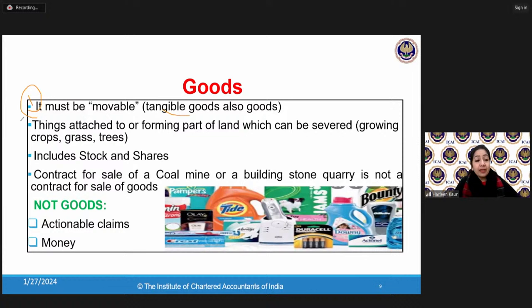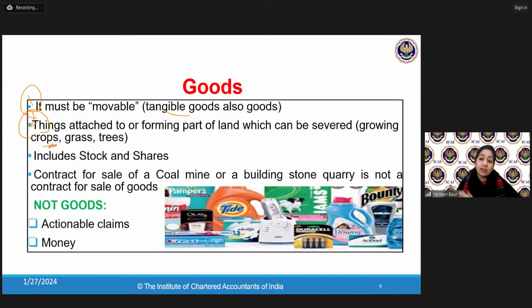Point number two, things forming and attaching part of land. Now, what are crops? Something that you have grown. Your wheat, barley, rice, all the crops that you grow. Grass. You can pluck the grass you grow and sell it in the market. You can cut trees and sell them in the market. Farmers cut the crops and sell them in the market. Sale of goods is applicable.